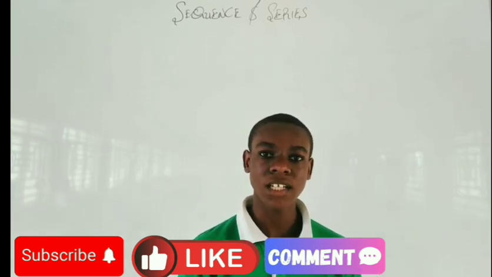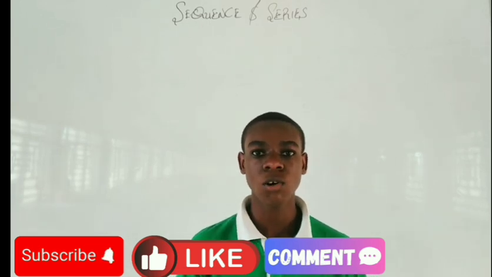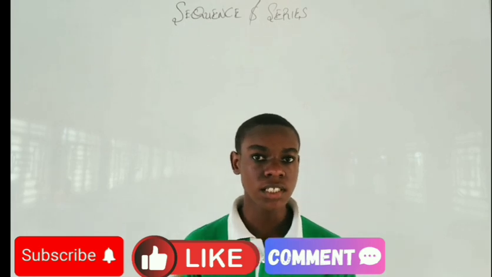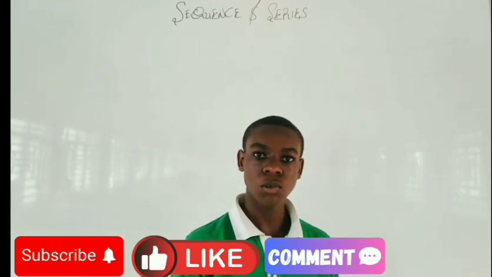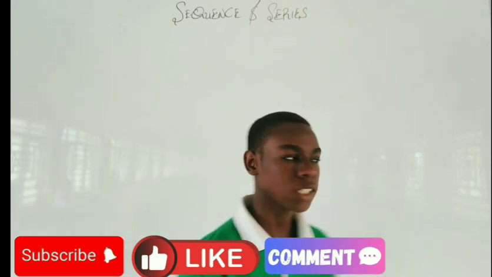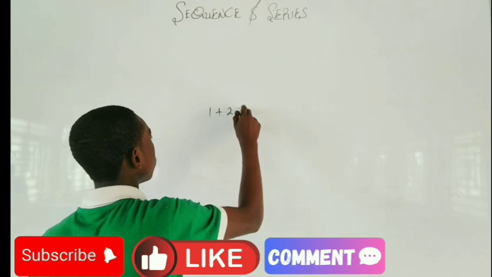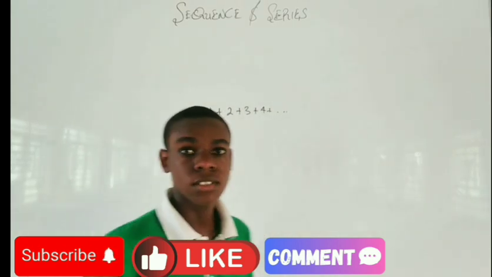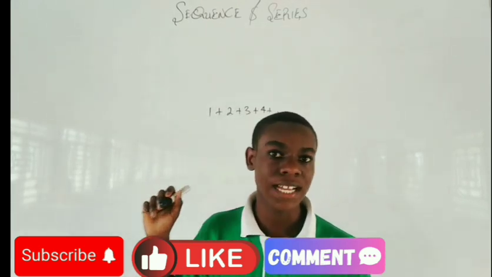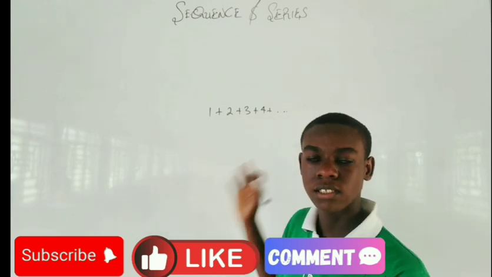When numbers are arranged one after the other in an orderly manner, it is called a sequence. And a series is the summation of these numbers in the sequence. That is the addition rule. When you add the numbers, for example, 1 plus 2 plus 3 plus 4 plus ellipsis. This is a sequence, and this is the series, that is the addition of the numbers in a sequence.